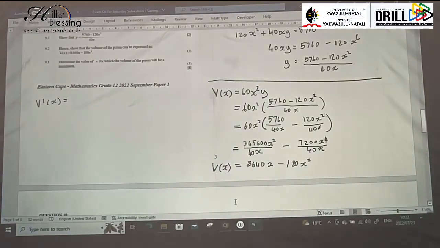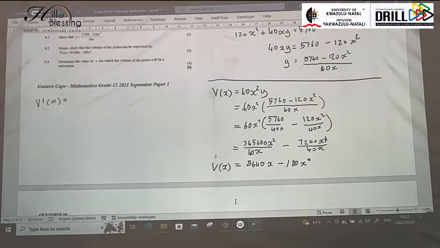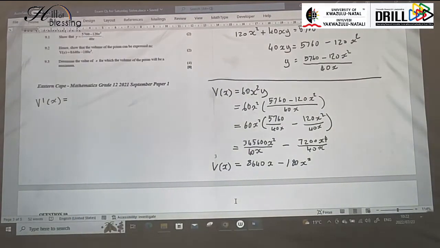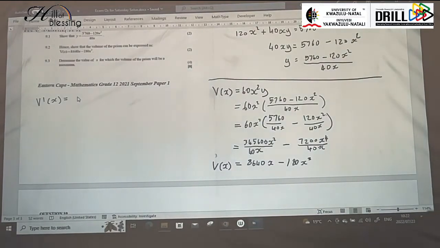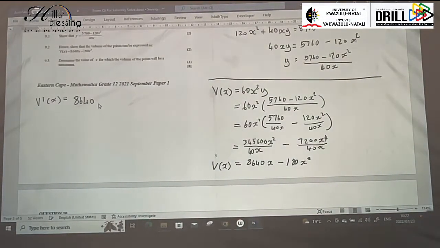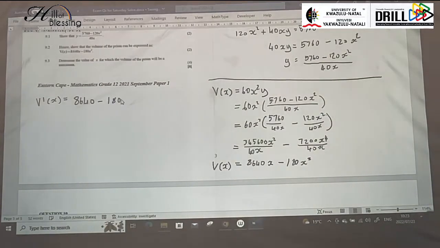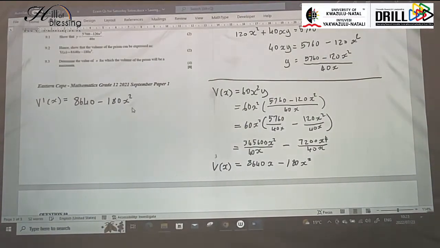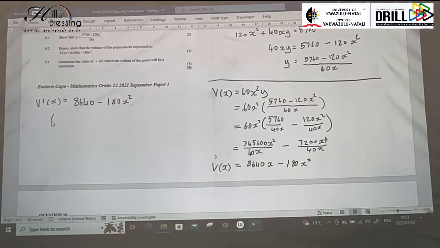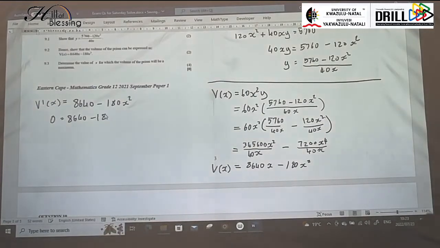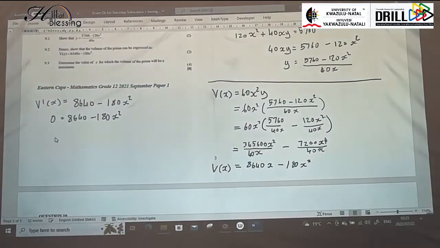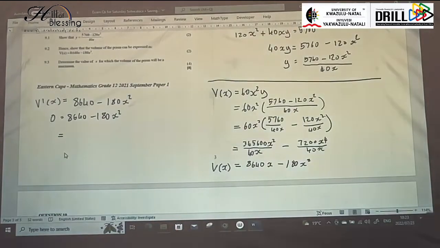Now we're on to step, which number step? Okay. We're on step number 4, where it says differentiate with respect to the input variable. So let's do that. What would it be over here? The V prime of x would be 8,640 minus 180x squared. Now, if we set that equal to 0, we find the value of x that would maximize the volume.